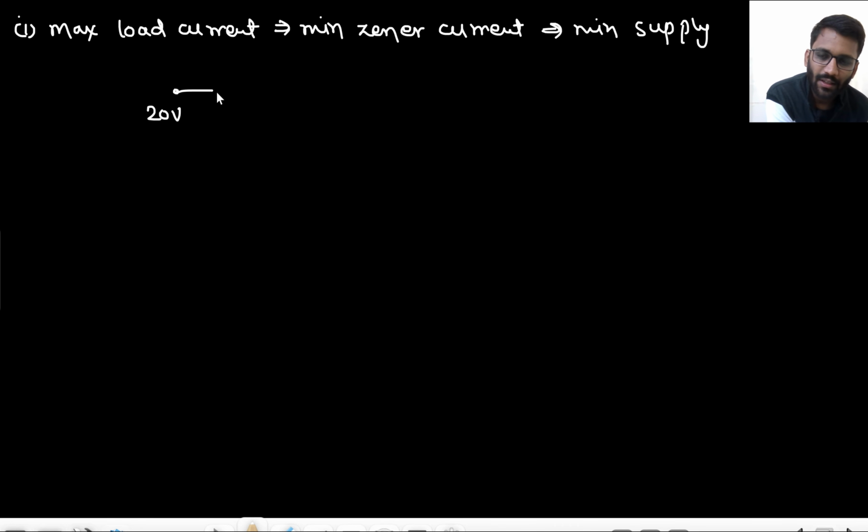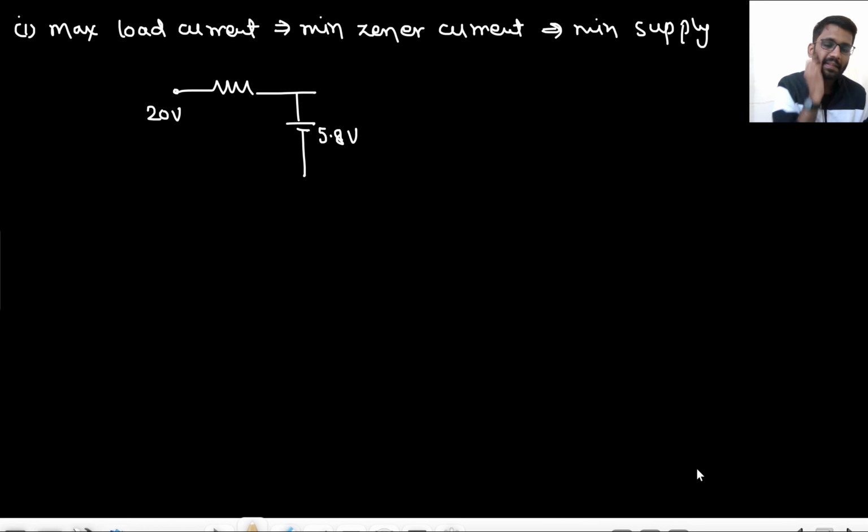So 20 volt here. Here I am having a limiting resistance, whatever that is. This will be replaced with the 5.8 volt battery. 1 kilo ohm resistance is there. You need the maximum current in the load, right?